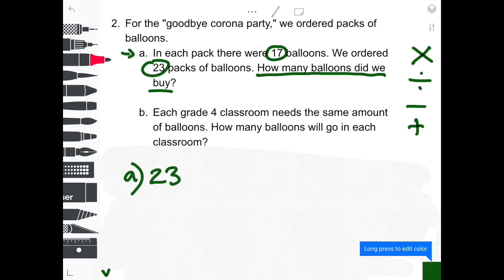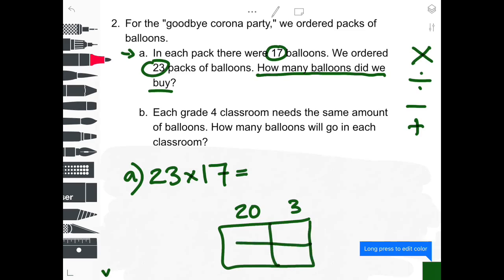We ordered 23 packs of balloons. Inside each pack was 17 balloons. All right, I'm going to do the box method. So I'm going to break up 23 into 20 and 3, 17 into 10 and 7.